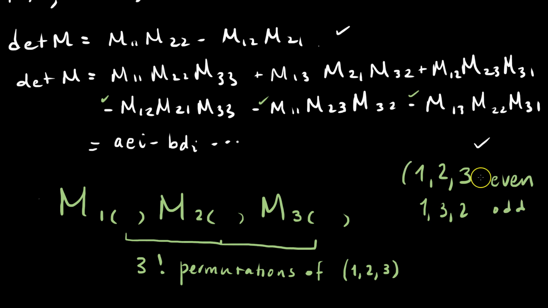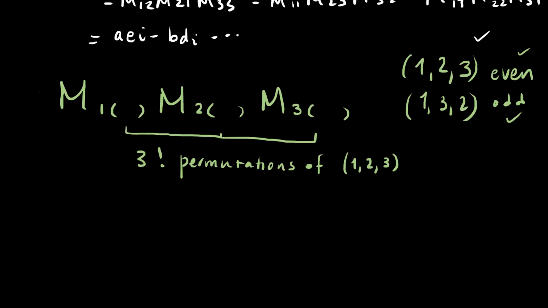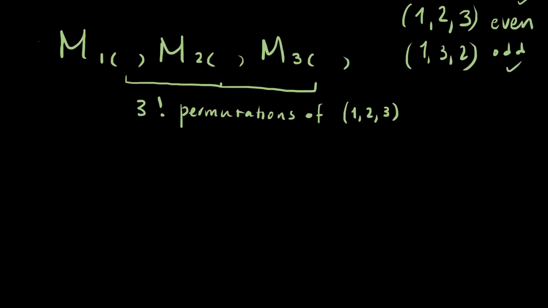So the order matters in permutations. 1, 2, 3, order is conserved, it's an even permutation. 1, 3, 2, you flip 2 and 3, right? So it's not an even permutation anymore, so it's an odd permutation. So the culmination of this is that we can finally write the determinant of an n by n matrix as this. It's going to be the sum over all permutations P.